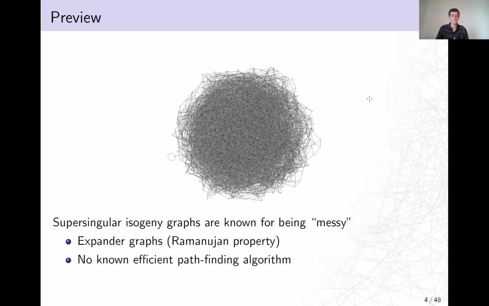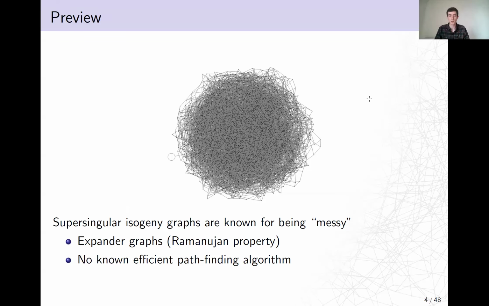What I mean by messy, one feature is that they're called expander graphs or Ramanujan graphs, meaning that if you start with any point in these graphs and take a random walk, the probability of landing on any other point in the graph converges extremely rapidly to the uniform distribution.